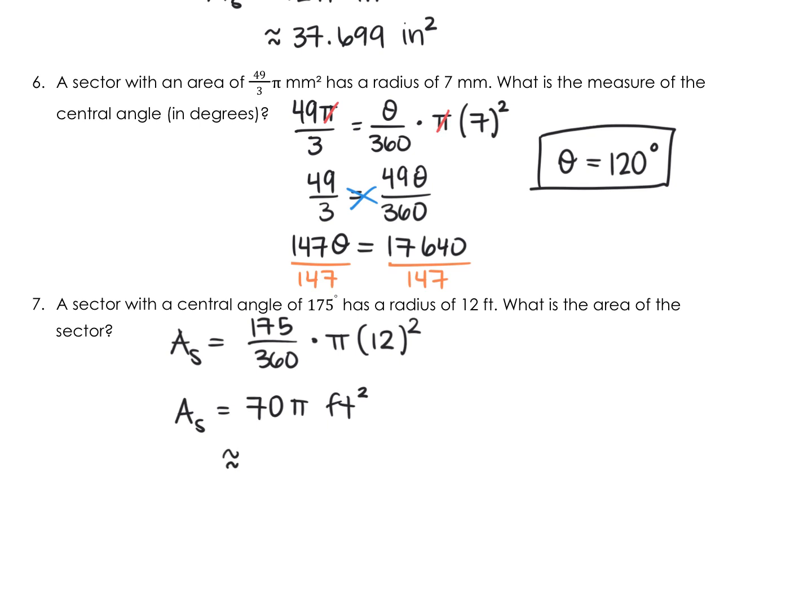which if I want to do as a decimal is about 219.91 feet squared. So it is important that you do remember the units if they're given to you, and because this is area, the area is square units. And then for arc length, they're just regular units since it's similar to the circumference, and circumference is just a regular unit as well.